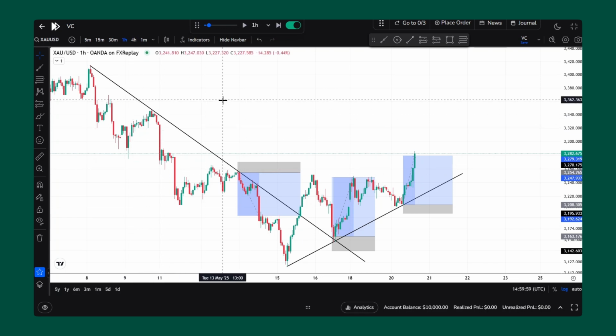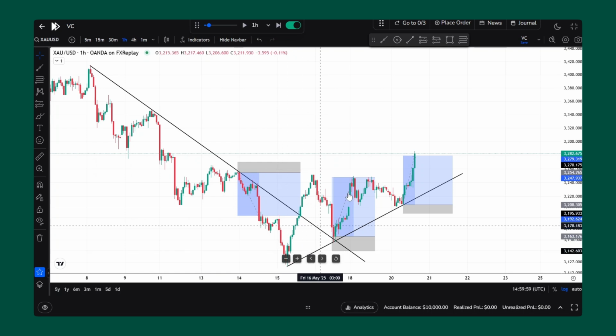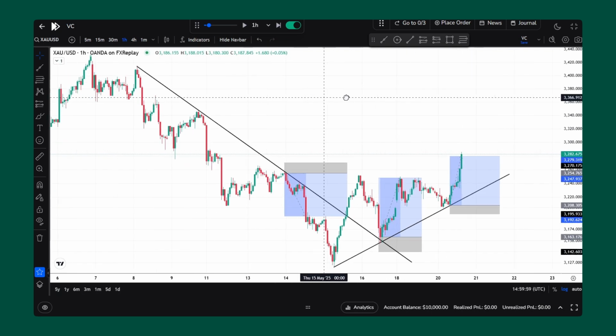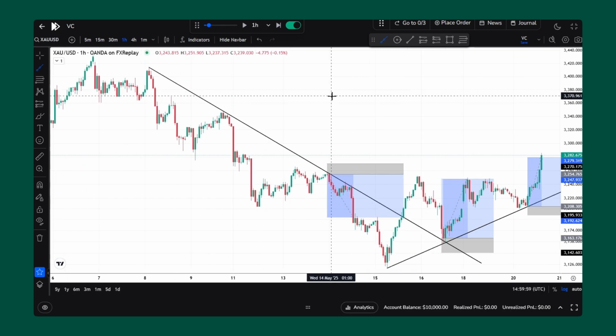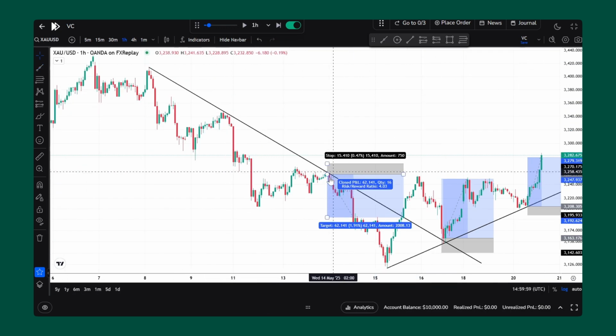Also, when drawing trend lines, do not force it to fit. You draw it from the base of the candle, that is the wick, not the body. You don't draw trend lines from the body of the candle. You draw it from the wick and touch the wick of the other swing point. Don't force it to fit.